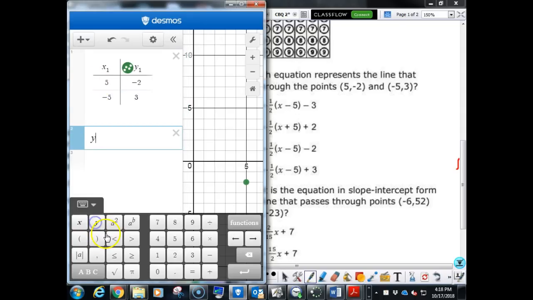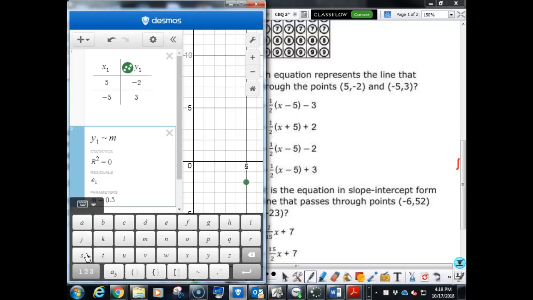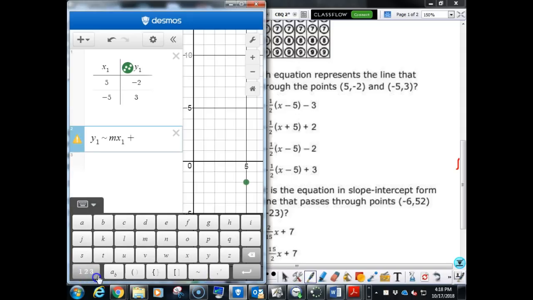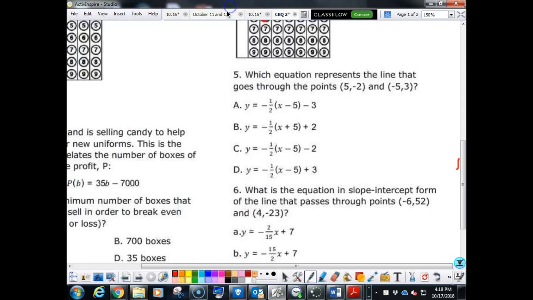And then it's going to be y1, and you got to go to the ABCs to get this tilde, approximately, m x1 plus b. Okay, so they tell me my slope is -1/2 and my y-intercept is 1/2. So y equals -1/2 x plus 1/2.